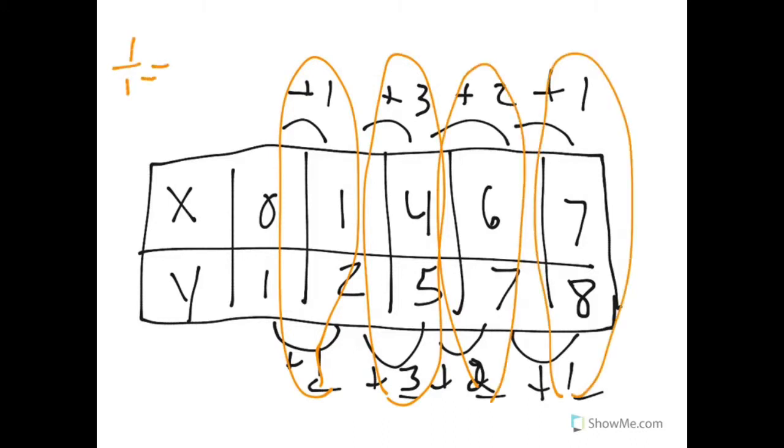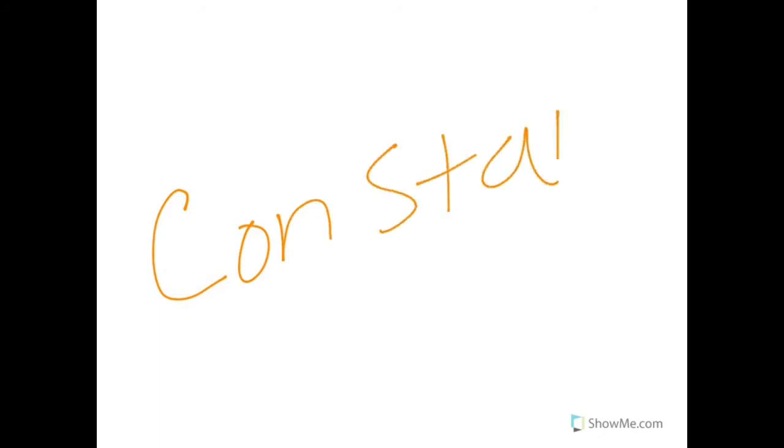1 over 1 is 1. 3 over 3 is 1. 2 over 2 is 1. I think you're getting the idea, and 1 over 1 is, of course, 1. Those are all the same. So the rate of change in that example is constant. It's the same every time. The ratio rate of change is the same every time.